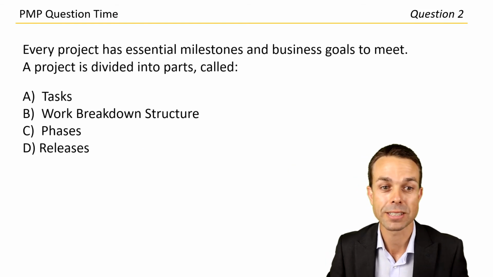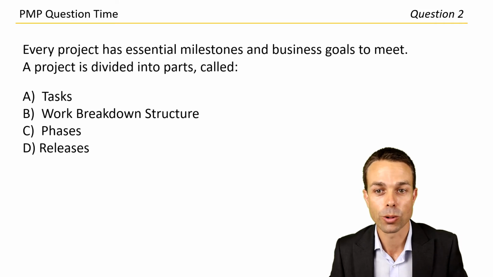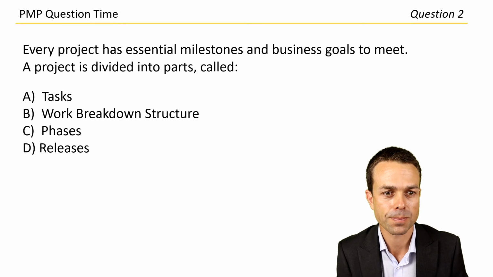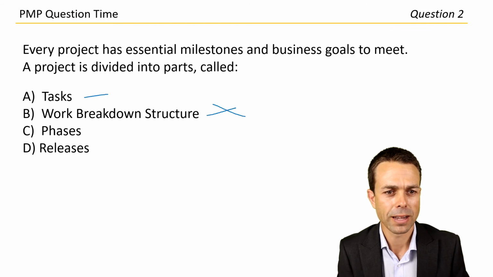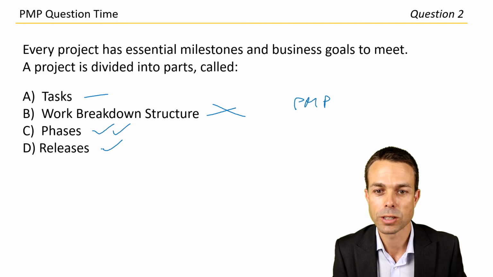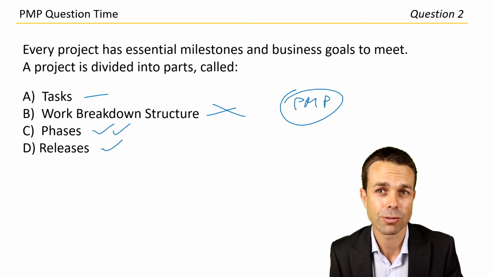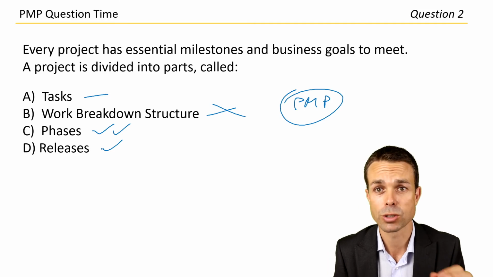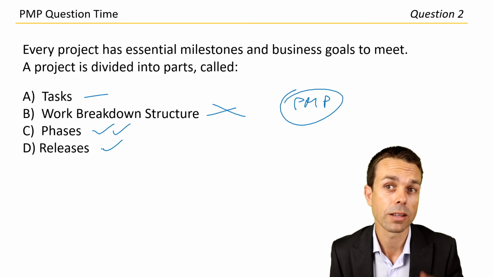So we've got: every project has essential milestones and business goals to meet. A project is divided into parts called tasks, maybe work breakdown structure. Not in this context. Phases, yes, as we just saw, potentially phases, and releases. Releases, maybe. And you'll find this in the PMP exam as well. Sometimes you get questions where multiple answers could be correct. So you've just got to work with the one that suits the theme of the question the most correctly, or suits the book the most correctly.